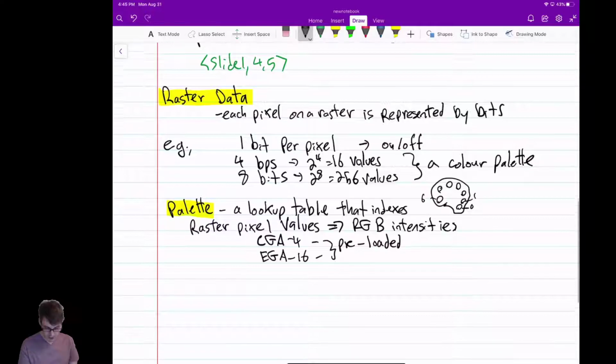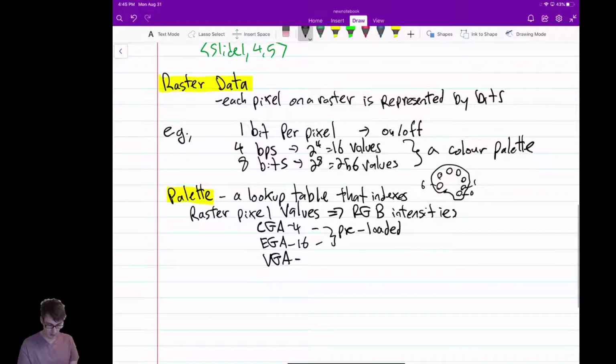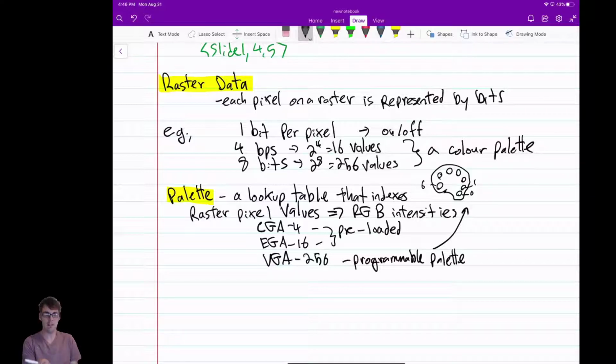So then when VGA came out, which was a better graphics card, VGA had 256 8-bit color, but it didn't have a preloaded palette. You could program this lookup table. So you had a programmable palette. Now the difference would be here, either you're given a palette, you have 4 colors, you can use them, or you can put whatever colors you want on that palette. So that was very exciting, and you can choose R, G, and B intensities and put them on the palette, and you can use those 256 colors.